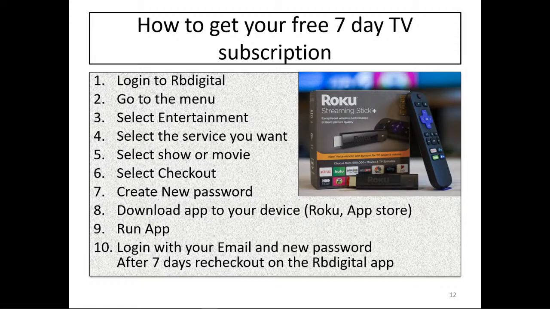And again, how does our free 7-day service work? Basically, log into RB Digital, go to the menu, select entertainment, and select what you want, the show or movie. Acorn TV shows you what content is there before you even log in or subscribe to the service, which is kind of interesting. Then you download the app to a Roku device, an Amazon Fire Stick, or even your phone or device, and log in with your username and password, and you'll have access for 7 days. Okay.